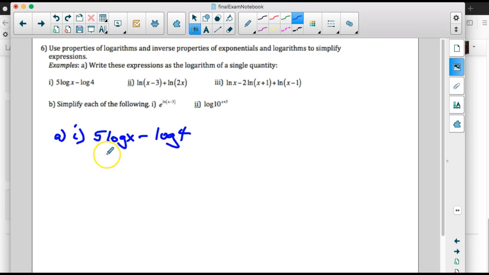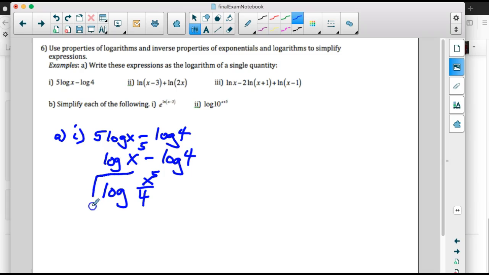Okay, the first step is to write it as log x to the 5th, because the 5 in front is an exponent on the x, and then we would then combine them together with a division. That's what subtraction of logarithms means. So log x to the 5th divided by 4 is the solution for the first one.